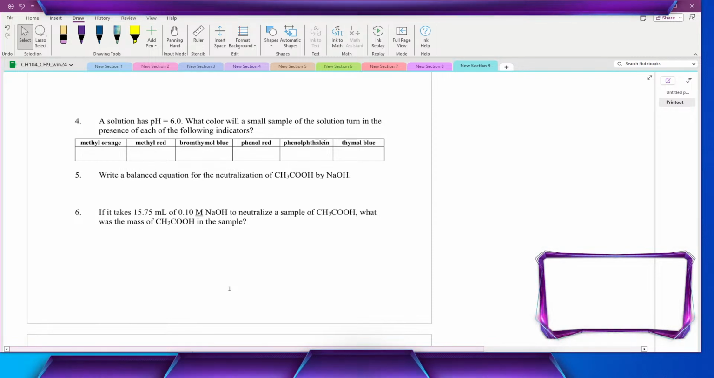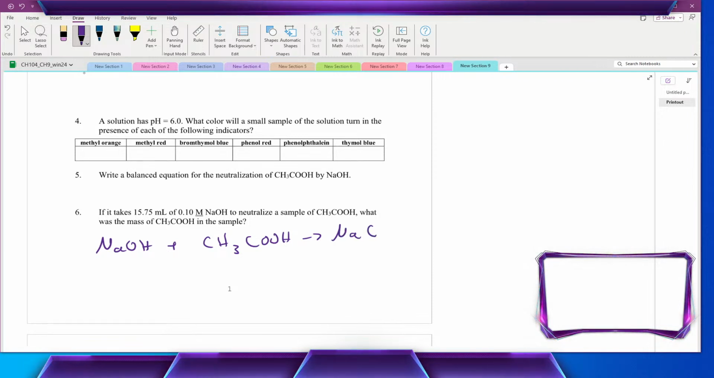All right, so this is a good one. All right, so you said you had the equation. Sorry, my cat was climbing on me. So we have sodium hydroxide plus our acetic acid gives us water and sodium acetate. And so now this is a stoichiometry problem.